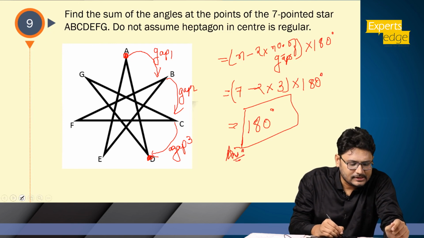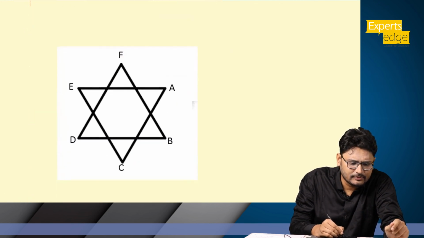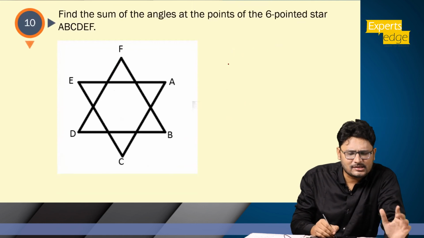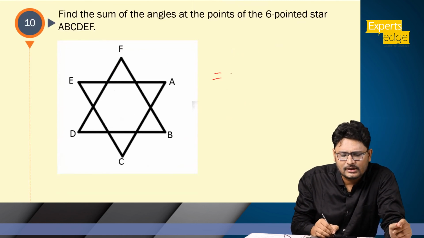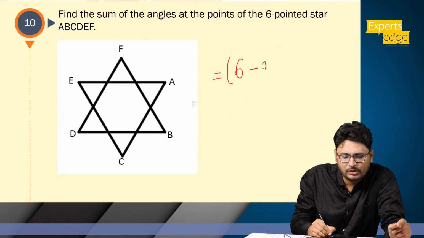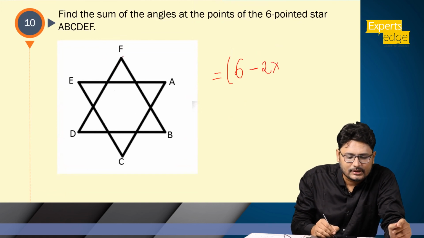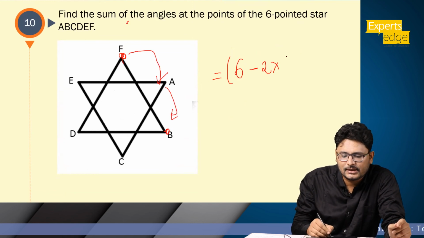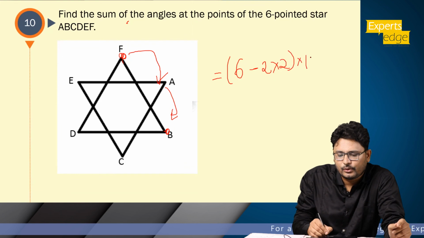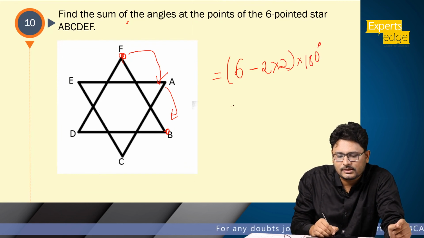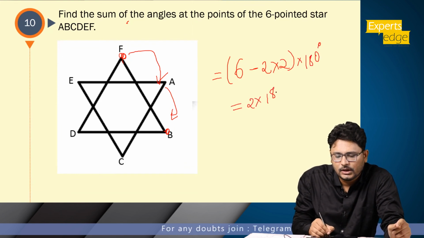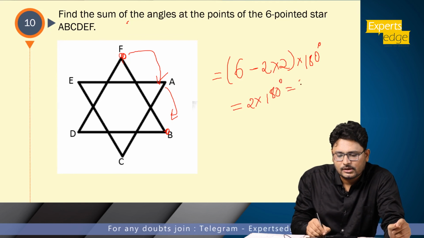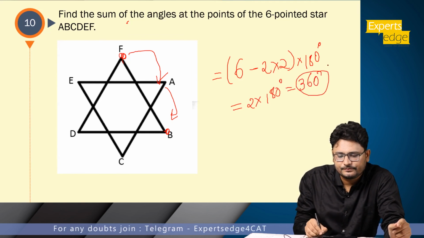Okay. Now let's take one or more 2 questions are there, I think. Yeah. Now quickly tell me, I'll just write the formula. 6 pointed star. So answer would be 6 minus 2 into number of gaps. How many gaps are there? Let's say F. F से मुझे B जाना है. कितने jump लूँगा? This is 1 and this is 2. So basically 6 minus 2 into 180 degrees. So 6 minus 4, answer should be 180 into 2. So correct answer of this question is 360 degree.